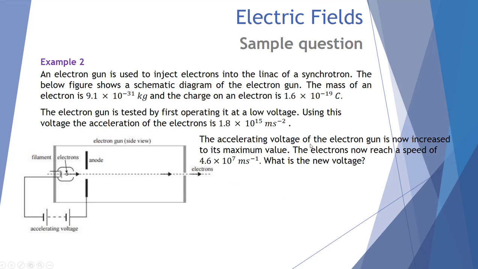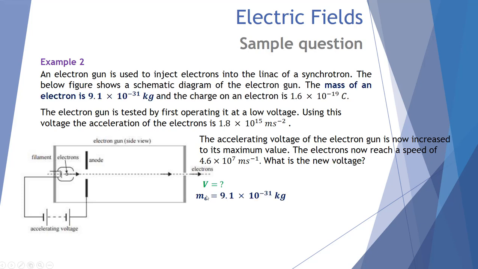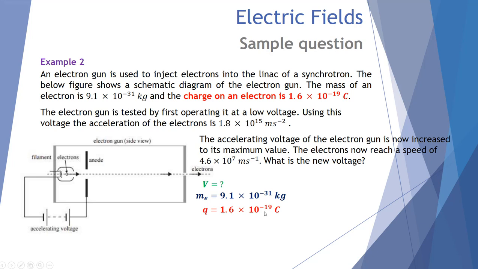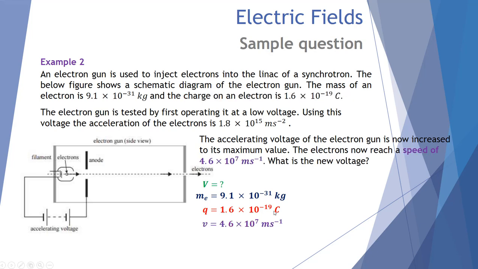Finally, the accelerating voltage of the electron gun is now increased to its maximum value. The electrons now reach a speed of 4.6 by 10 to the 7 meters per second. We want to know what is the new voltage. V, large V for voltage, is question mark. Mass of the electron. The charge of an electron is 1.6 by 10 to the negative 19 coulombs. And a little v, the speed, is 4.6 by 10 to the 7 meters per second.